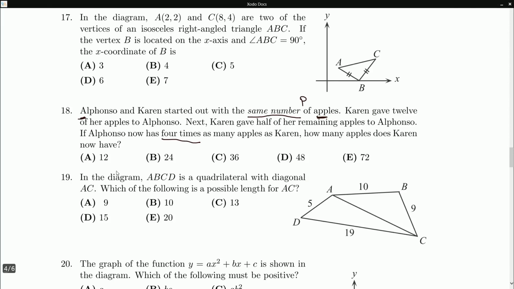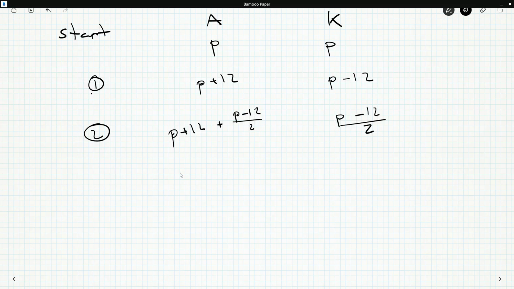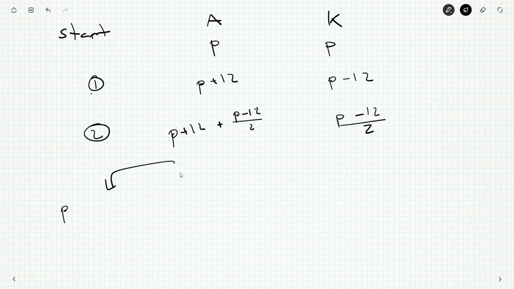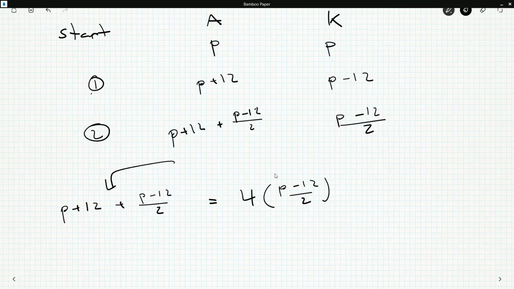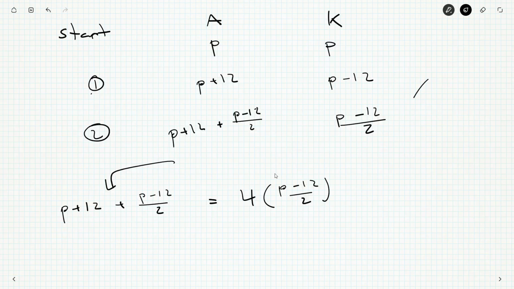If Alfonso now has 4 times as many apples, so what we're saying is Alfonso's number, P plus 12 plus P minus 12 over 2, is 4 times as many apples as Karen. Okay, if that's the case, how many apples does Karen now have? So once we get P, and we will be able to solve this equation for P, we're going to plug it back into P minus 12 over 2. That'll be our answer. We'll have to be careful because maybe one of the multiple choice answers is P. We'll have to avoid it.